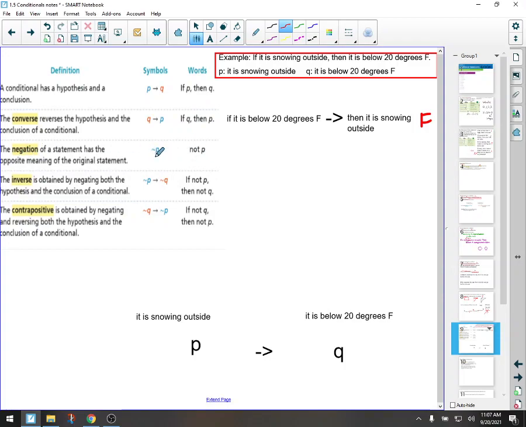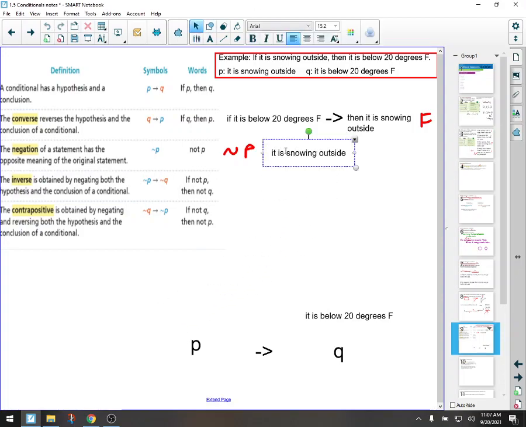So negation. If we see not P, that just means instead of saying it is snowing outside, we'd say it is not snowing outside. That's all that would mean. Sometimes that will be true, sometimes that is not true, but in this, we just say, hey, it's not snowing outside right now. That's all that means.